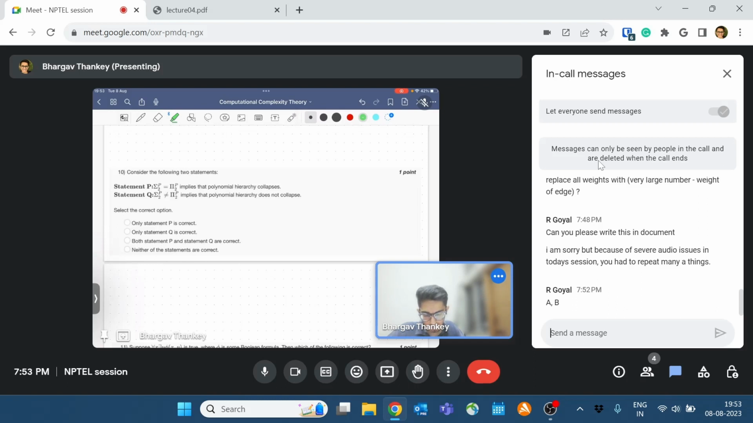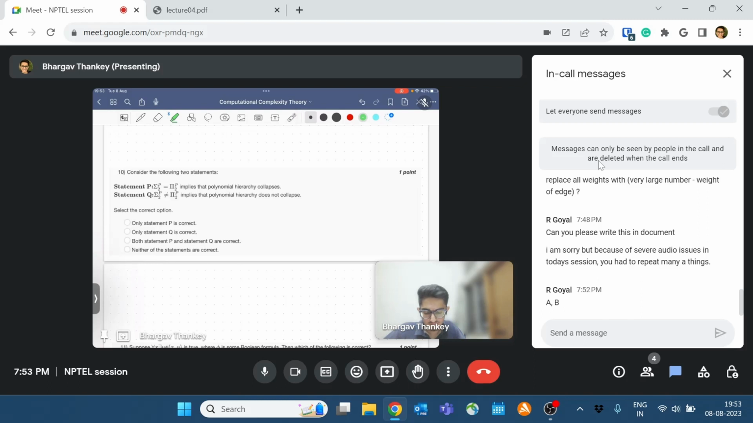Consider the following two statements. Statement P: sigma 2 equals pi 2 implies the PH collapses. Statement Q: sigma 2 not equal to pi 2 implies that PH does not collapse. Which of these are correct? Only P, only Q, both, or none?